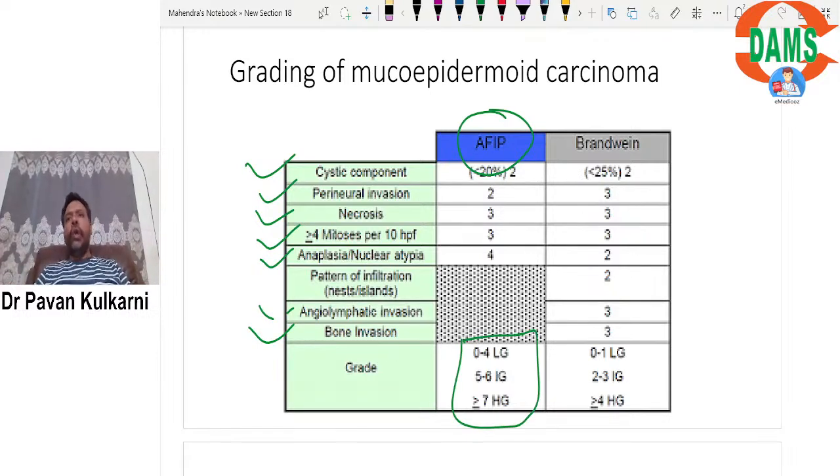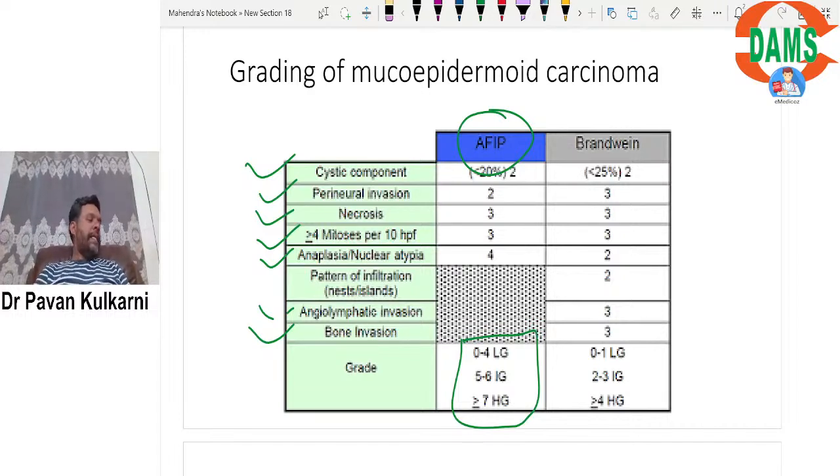What is LG? Low grade. What is IG? Intermediate grade. What is HG? High grade. So if the score is more than or equal to 7, you call it high grade mucoepidermoid carcinoma. If the score is 0 to 4, you call it low grade. If the score is 5 to 6, you call it intermediate.